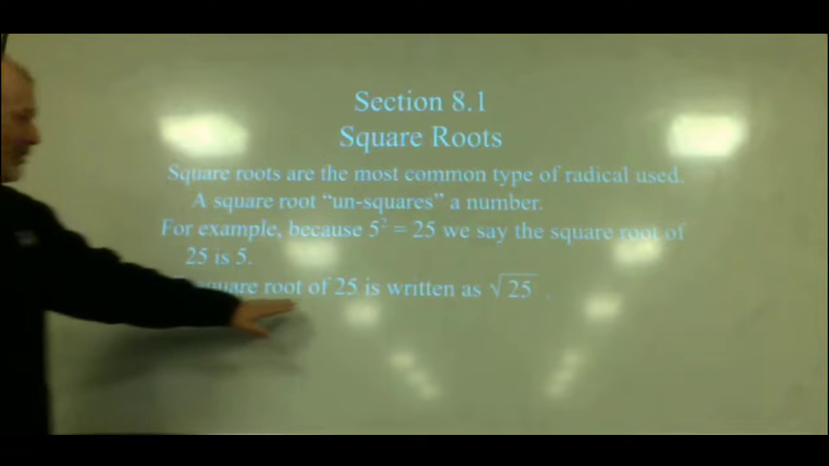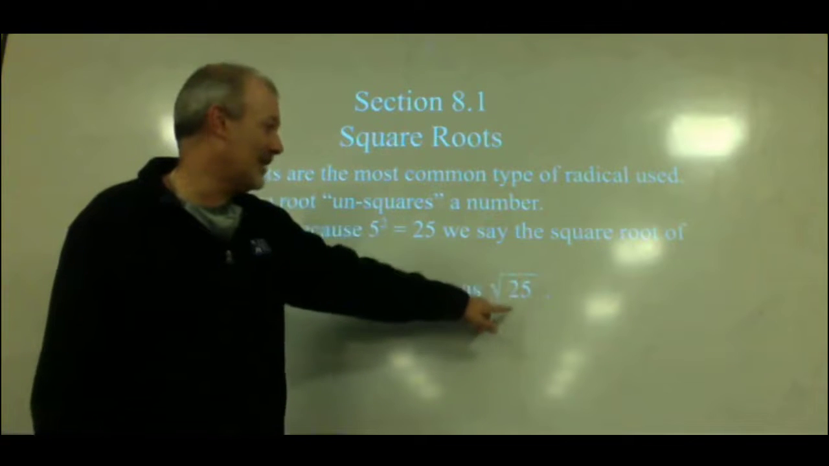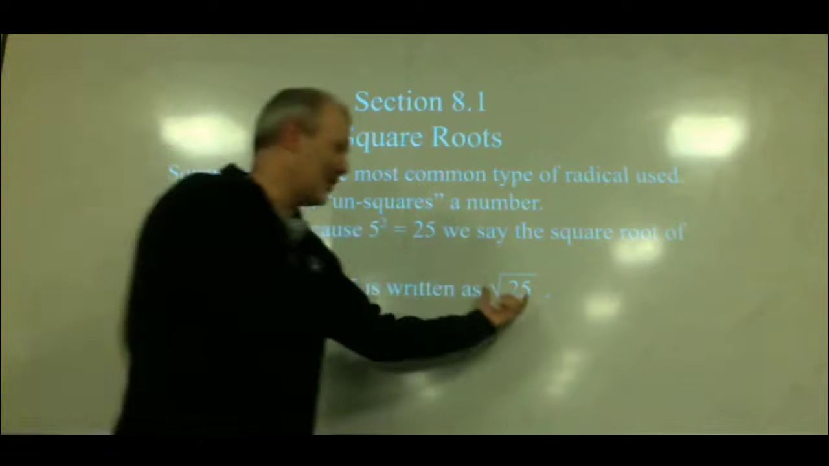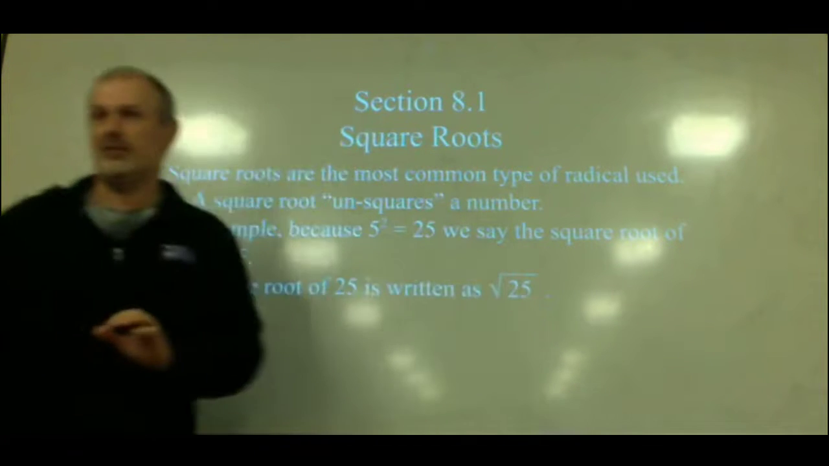The way we write a square root of 25, we write it this way. You do this square root sign. It's also called a radical sign. And you have the 25 inside. And then if you saw this, that would tell you what number times itself is 25. And your answer would be 5.